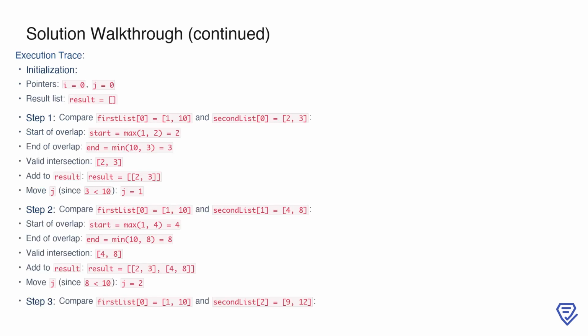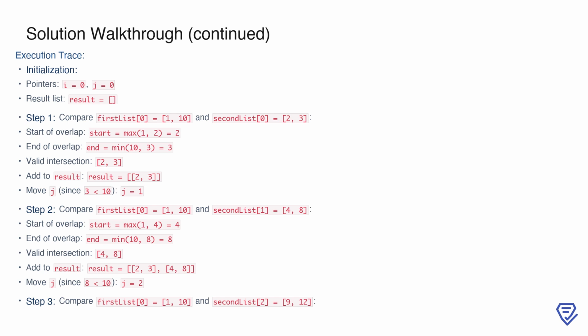In this third example, we examine fully contained intervals. Here, first list contains one interval, [1, 10], and second list contains three intervals, [2, 3], [4, 8], and [9, 12]. We initialize the pointers i and j to 0 and start with an empty result list.